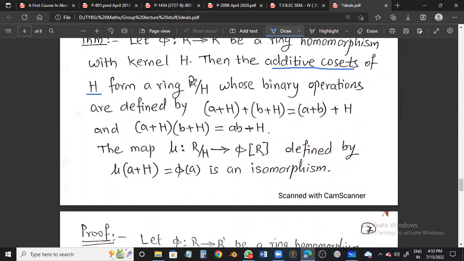How to define binary operations on it? So A plus H and B plus H. How to add them? It will be A plus B plus H. How would you multiply two cosets, A plus H and B plus H? Multiplication will be AB plus H.